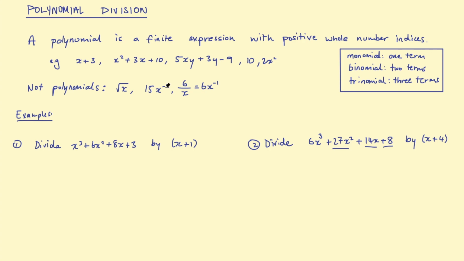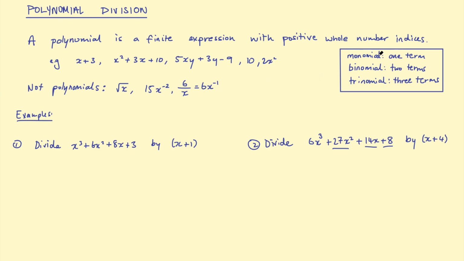15x to the power of negative 2 is not a polynomial, and 6 on x is not a polynomial. Another way to write this is 6x to the power of negative 1. That is not a positive whole number index, so we do not call this a polynomial.